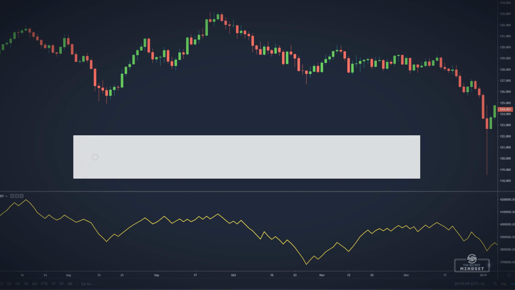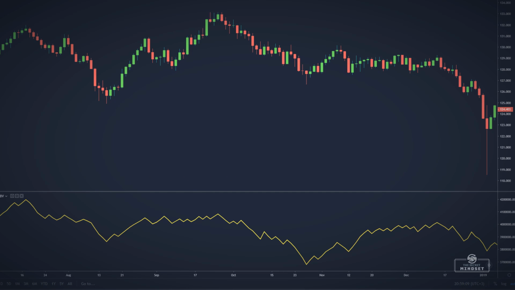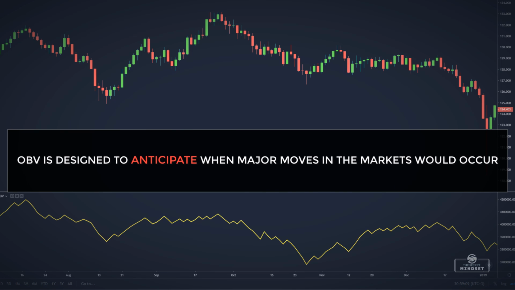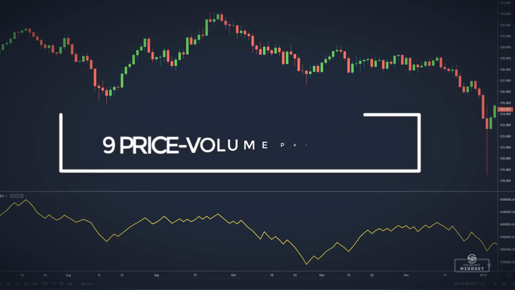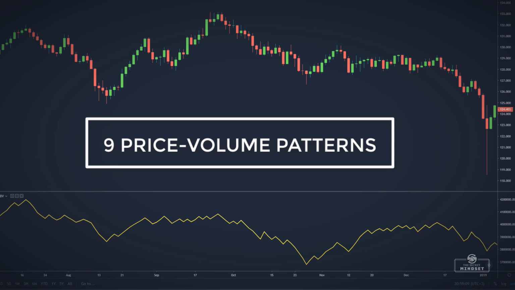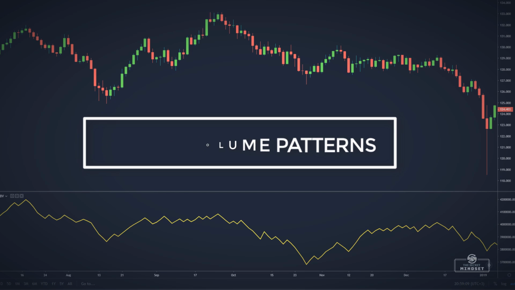So the main assumption is that the on-balance volume movements precede price changes. As the volume is the main fuel behind the market, the OBV is designed to anticipate when major moves in the market will occur. There are 9 different patterns involving the price action and the OBV, 3 for each market phase: upward, downward, and range.